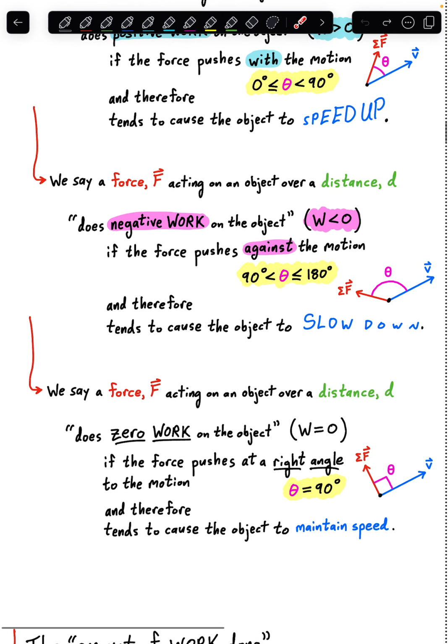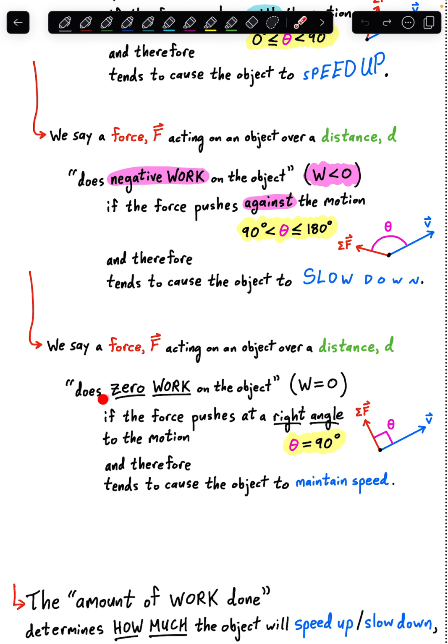We say a force acting on an object over a distance does 0 work on the object, W is 0, if the force pushes at a right angle to the motion, 90 degrees between net force and velocity, therefore tending to cause the object to maintain its speed, neither speed up nor slow down.